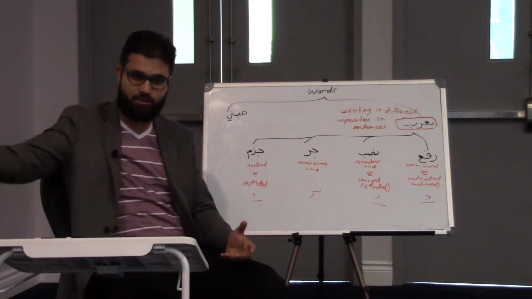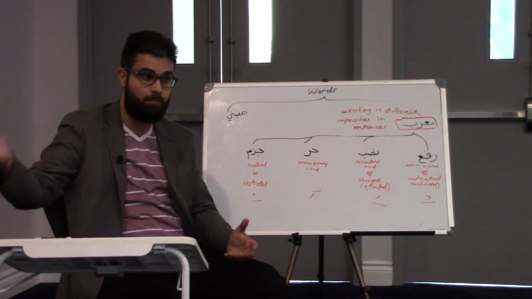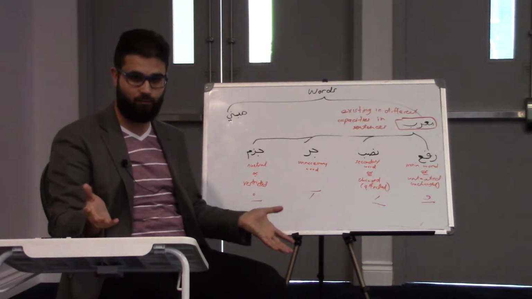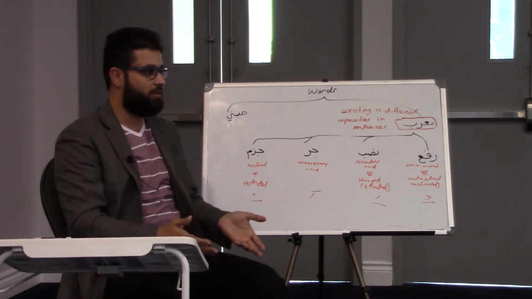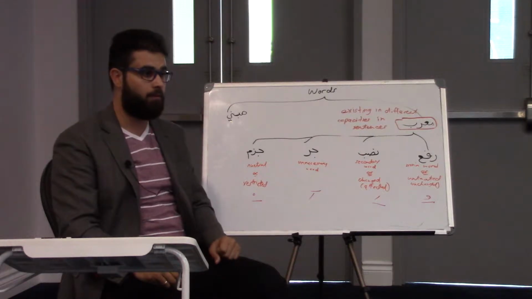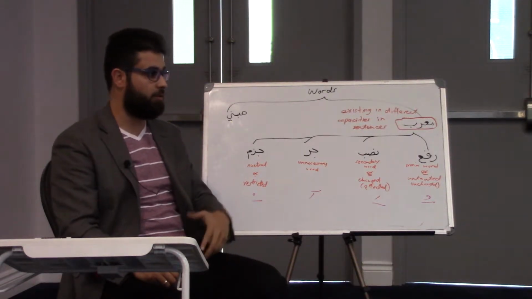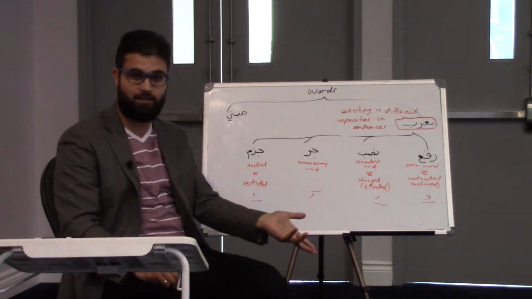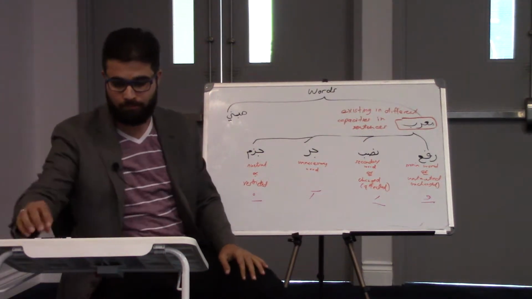Now mabni, we'll study those at the end because they're simple, there are not many of them. But mu'rab is the majority of words, and a word can have different capacities. It can be the main character. It could be the secondary character. It could be a tertiary character. It could be unnecessary completely to the sentence. Right? Okay.